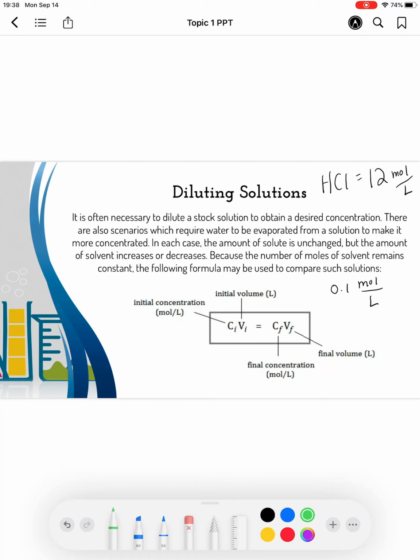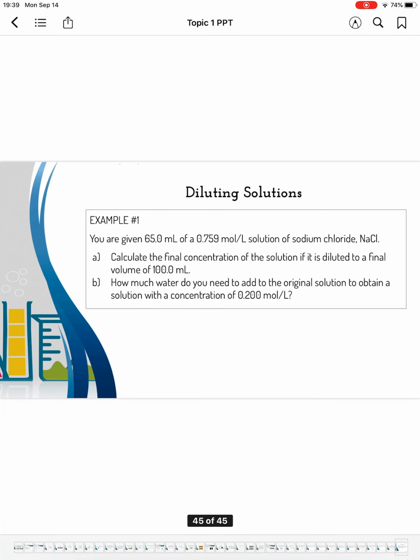So every time I would create something for a lab, or any science teacher, they would use this formula. So it's a really important formula. It's not just something that we're going to teach you now and forget about. It's something that's important moving on if you are ever in chemistry. So the formula says CI VI is equal to CF VF. And what that means is the initial concentration times the initial volume is equal to the final concentration times the final volume. Okay? And maybe that doesn't make sense right at the moment, but it will when we go do an example.